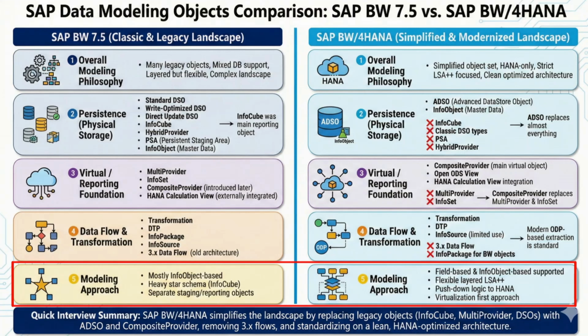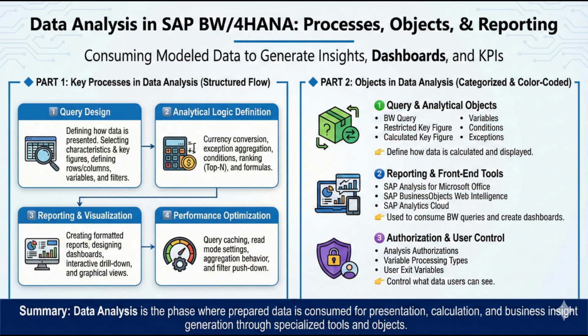It pushes the heavy lifting directly to the HANA database, which makes everything run incredibly fast. Now let's move into the next and final layer of the architecture, which is the data analysis layer. This is where we take all the prepared data and turn it into real insights and dashboards that the business can actually use. Let's start on the left side and look at the four key processes.